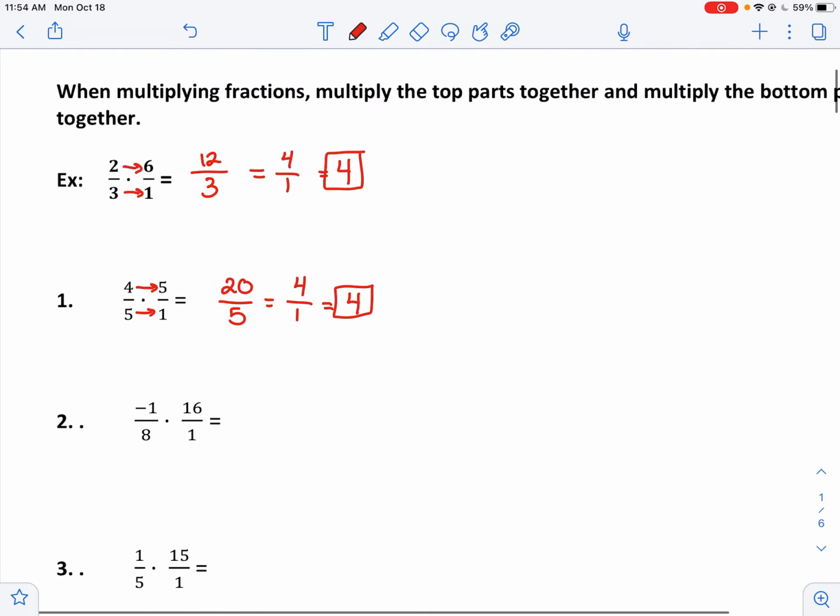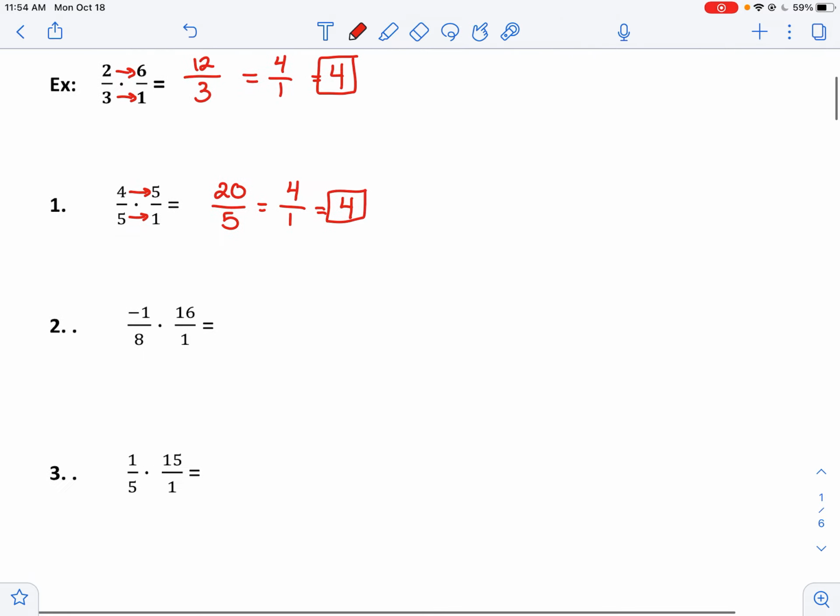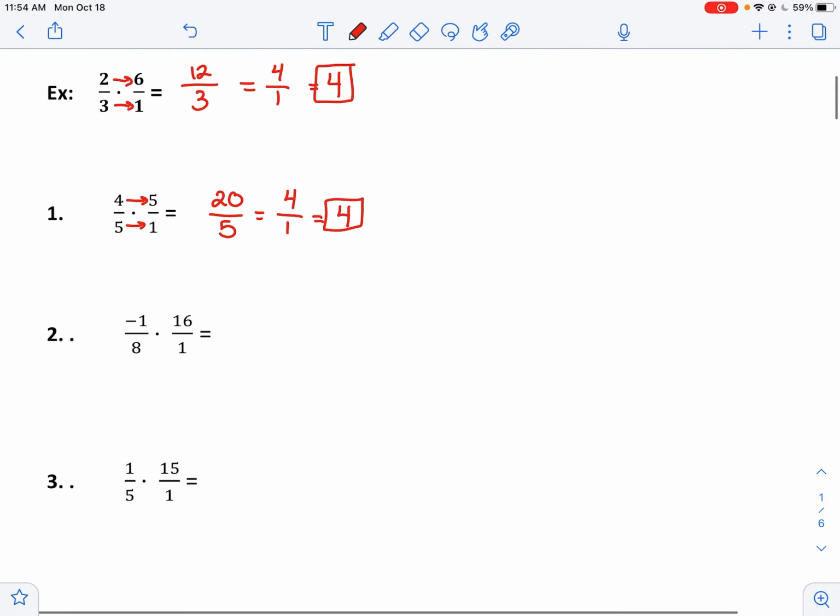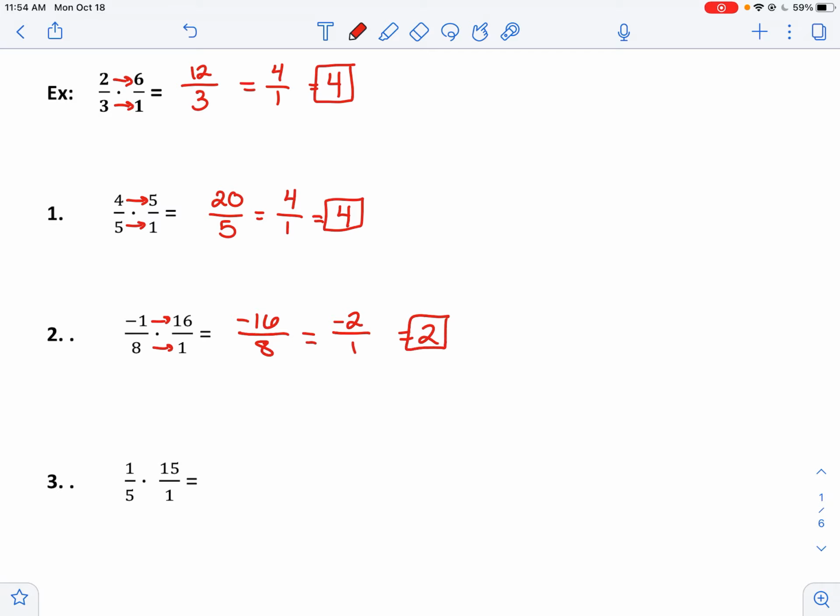Okay, I'm going to zoom out a little bit. Whenever you're ready, you can always pause the video, try a couple problems, and then unpause and check your work. On number 2, we're going to have to be careful about our negatives. This is a negative 1 times 16, and 8 times 1. And 16 divided by 8 is 2. 8 divided by 8 is 1, which is 2 over 1, or just 2.